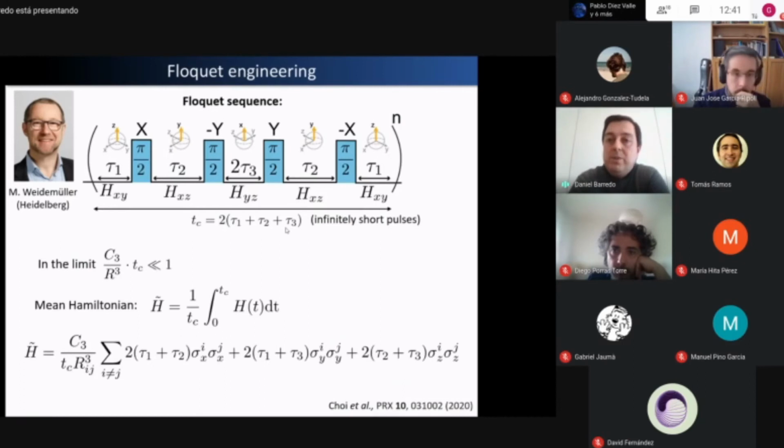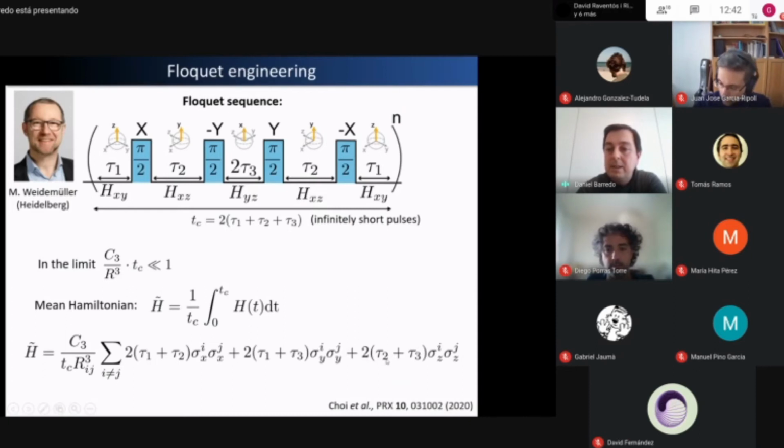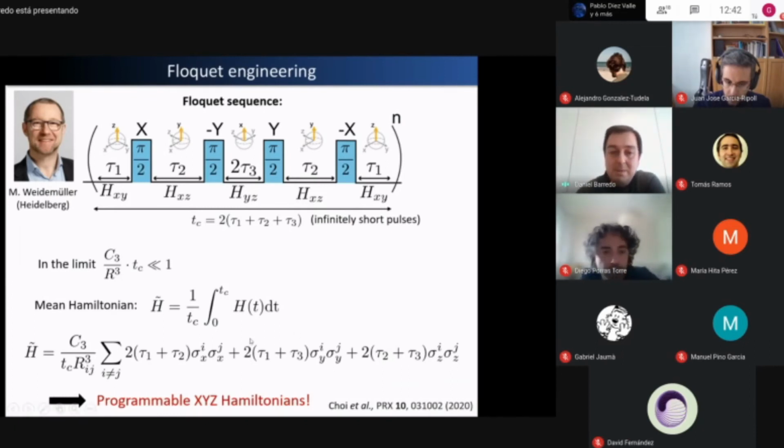And this procedure, of course, you can repeat as many times as you need to follow the dynamics. In the limit in which the interaction energy times Tc is much smaller than 1, you can basically convert the time-dependent Hamiltonian into an average Hamiltonian, in which, when you do the math, you see that you have now 3 terms, and you have an additional term that you didn't have before, which depends on this delay tau2 plus tau3. This is the type of programmable Hamiltonians that are very nice, and we didn't have access to them before.